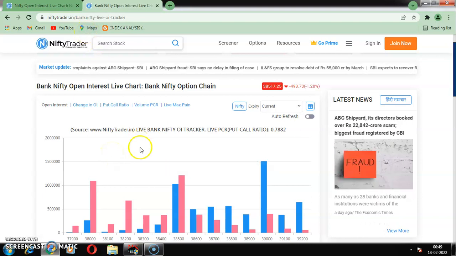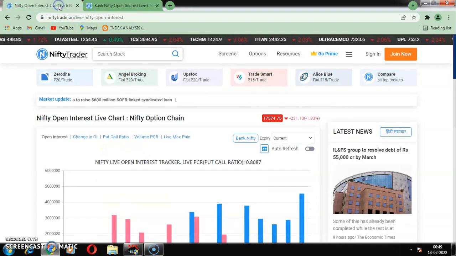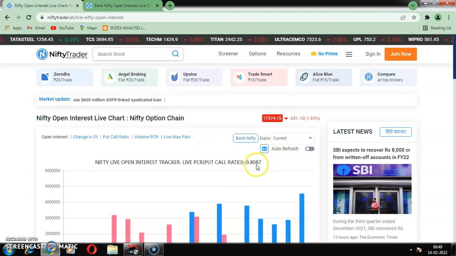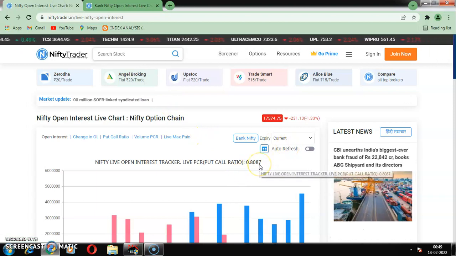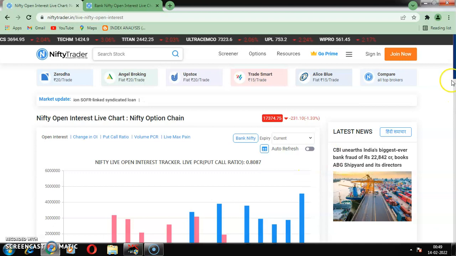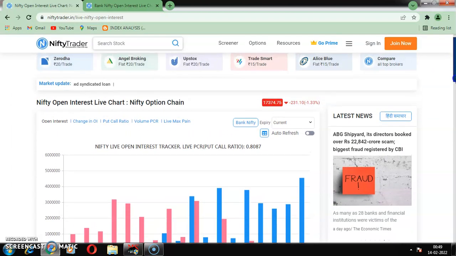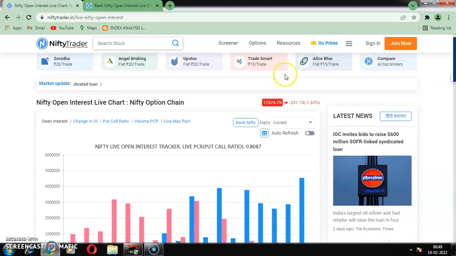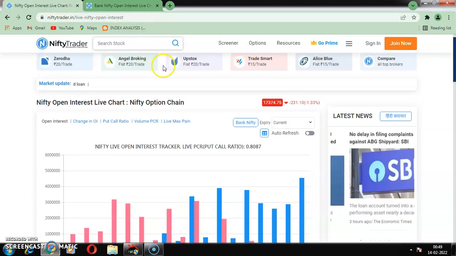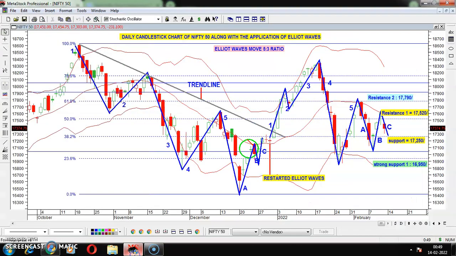Right. And now let me also check the put-call ratio, the PCR. What is the Nifty PCR? Let me check. This is the Nifty PCR. You see that PCR is 0.8087. It means below 1. Below 1 means a lot more call writing is happening than put writing. So this is also a negative indication. So as far as Nifty is concerned, we didn't see any sort of positive indication, apart from the Fibonacci retracement zone. So this is as far as Nifty is concerned.